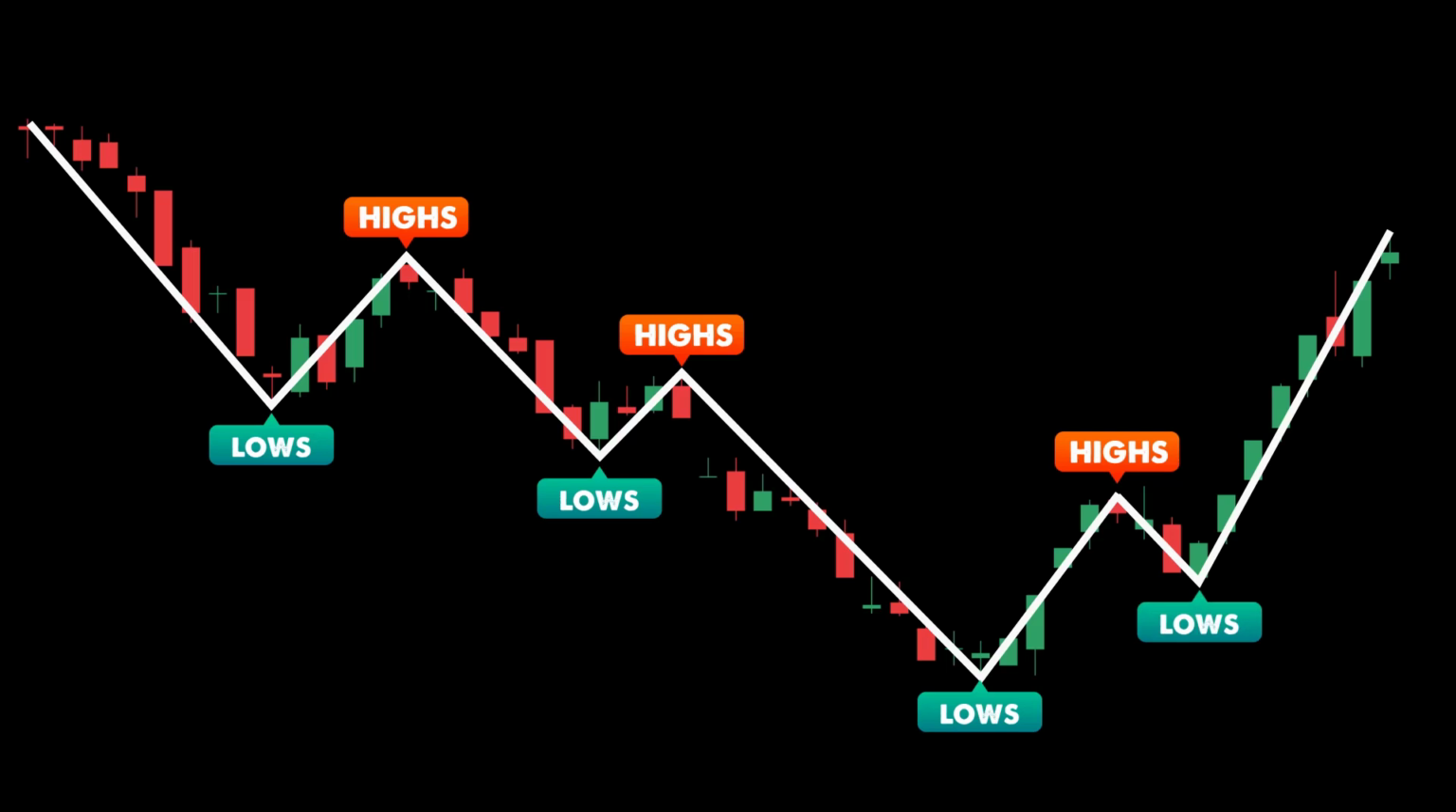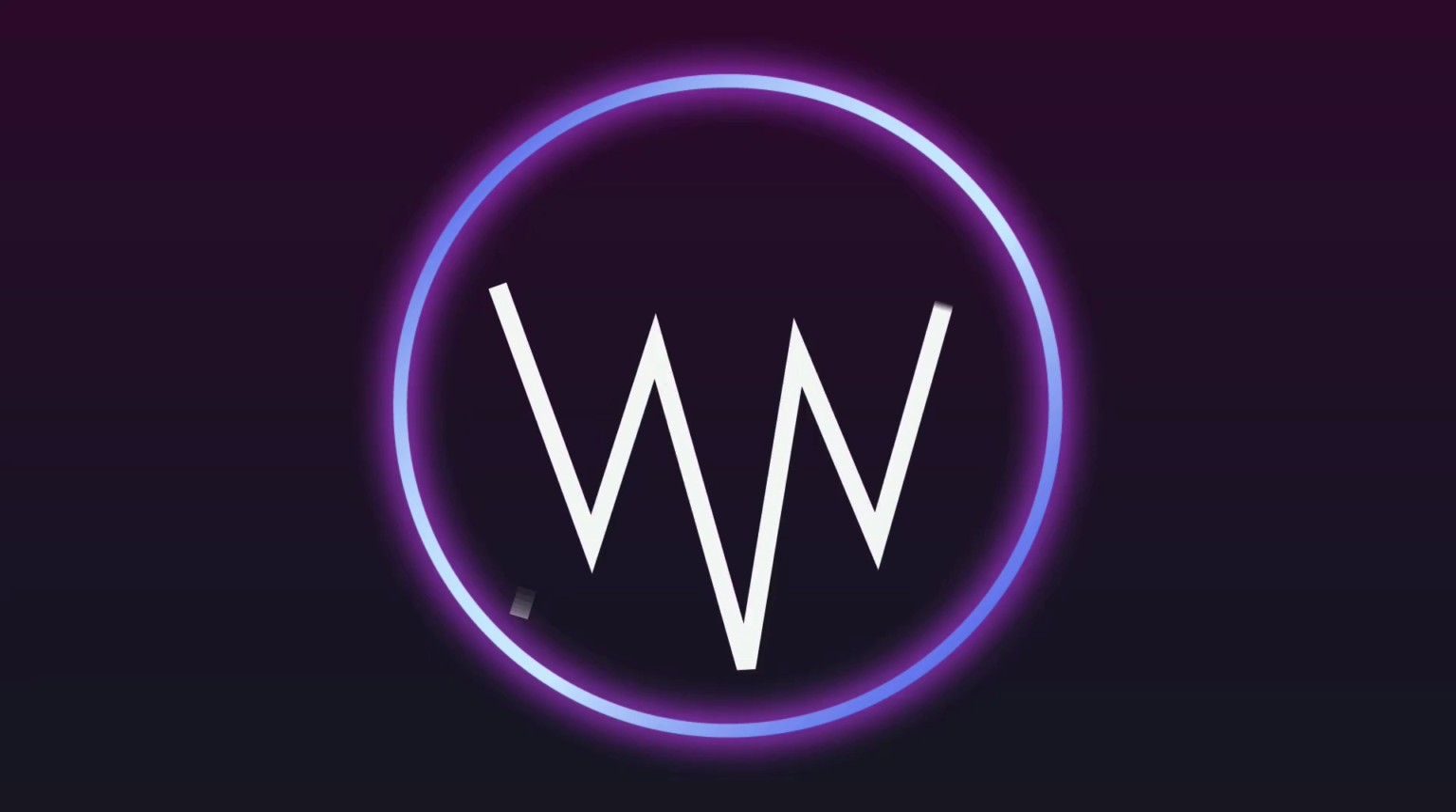From a price action point of view, a downtrend reversal pattern shows that sellers are losing momentum as they fail to push the price to new lows. Now, let's move on to the next pattern, the head and shoulders pattern, and the inverse head and shoulders pattern.